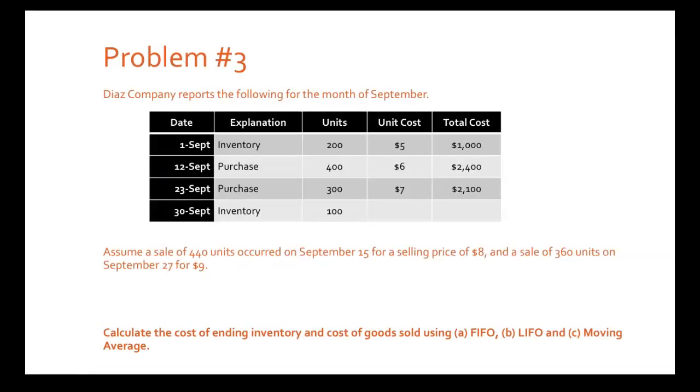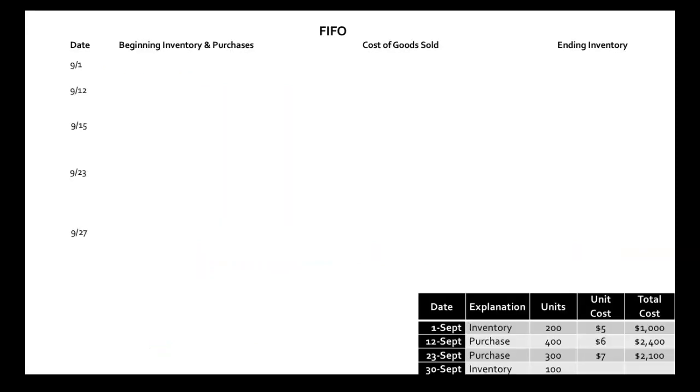Now problem number 3. We're dealing with FIFO, LIFO, and average cost now, right? So Diaz Company reports the following for the month of September. We have a beginning inventory, a couple purchases, and then we're told below that chart that there was a sale of 440 units on September 15th, and then a sale of 360 units on September 27th. So we need to work through this and figure out our ending inventory and our cost of goods sold for FIFO, LIFO, and moving average. So let's start with FIFO.